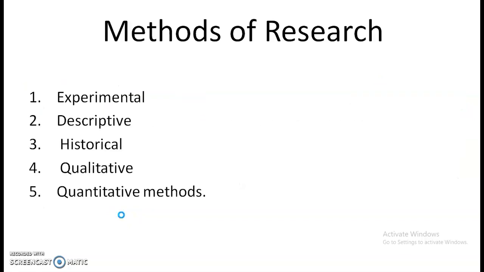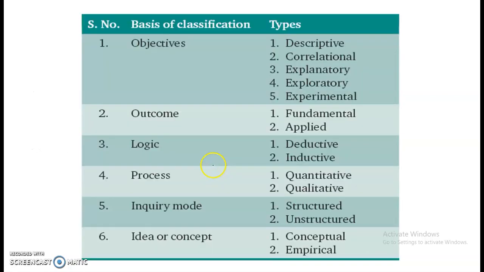Next, coming to the methods of research. So generally, as per the UGC syllabus, we can find out that experimental, descriptive, historical, qualitative, and quantitative methods of research. But these are the different types of research here. Okay, so here I took the KVS Madan textbook as a reference for preparing a few of my slides.